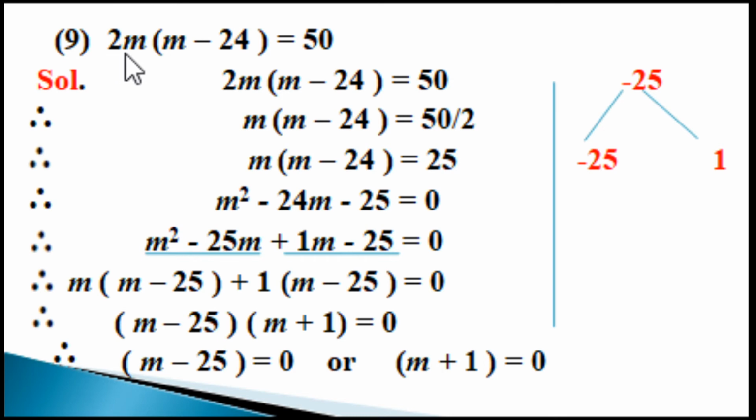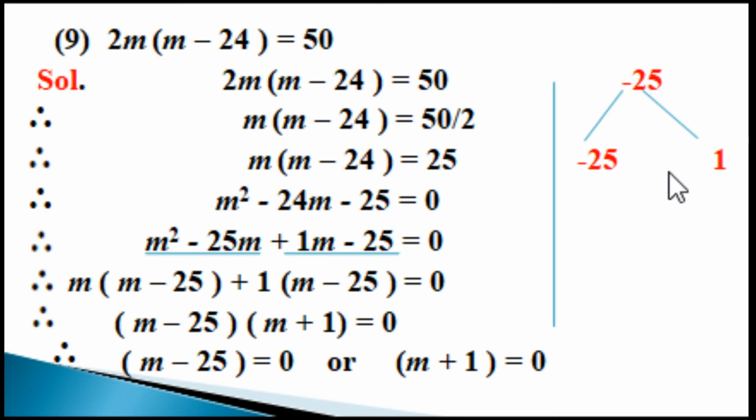Here question number 9: 2m bracket m minus 24 is equal to 50. Here we have to solve this. 2m into m minus 24 is equal to 50. Therefore 2 goes to the right hand side of the equal sign. Then we get m bracket m minus 24 is equal to 50 upon 2, that is 25. Solve this. m into m is m square, m into 24 is minus 24m, minus 25 is equal to 0.